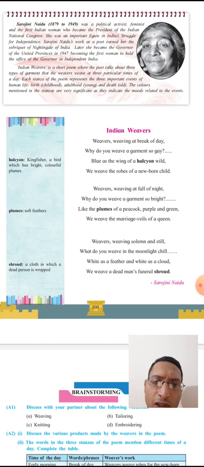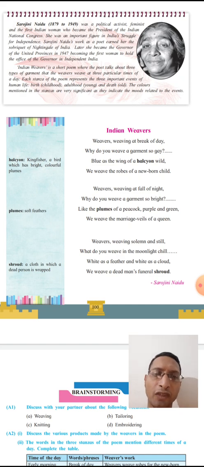They get solemn, still. Weavers weaving solemn and still. What do you weave in the moonlight chill? See this. Now, the age group of old is like a moonlight chill. Why is it a moonlight chill? Because like the moon has the white color, that kind of white or gray color comes to the hair, and the people are so soft, so solemn and still. White as a feather and white as a cloud, we weave a dead man's funeral shroud.